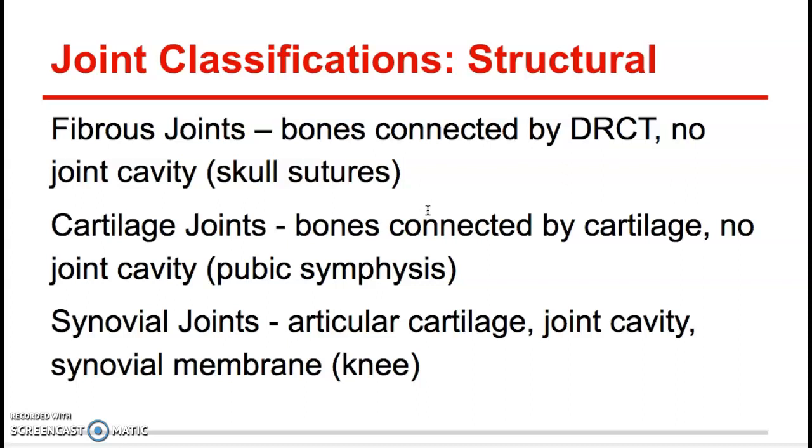And then last, we have synovial joints, and a synovial joint includes hyaline cartilage as articular cartilage. It has a joint cavity and a synovial membrane. And a knee is a really good example of a synovial joint.